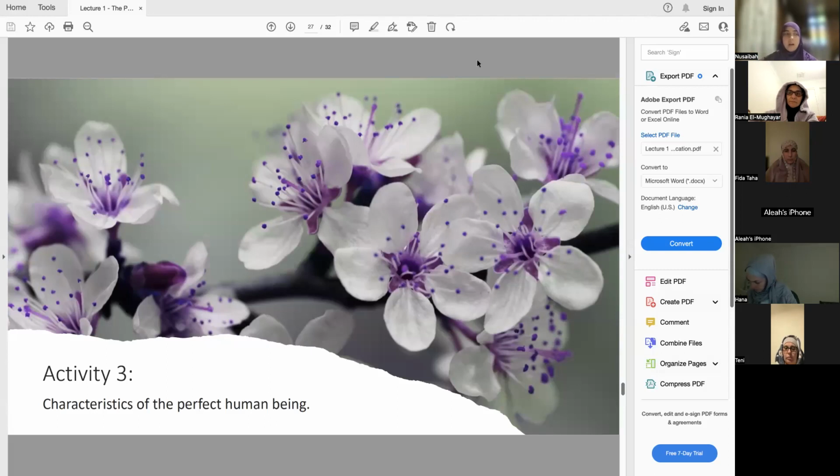So he's our example. But let's actually talk about this. What are his characters? What are those characters that are part of this perfect human being that we want our children to be developing, and we want our children to acquire as they go through their experiences of education with us? Okay, so that's why we have an activity.